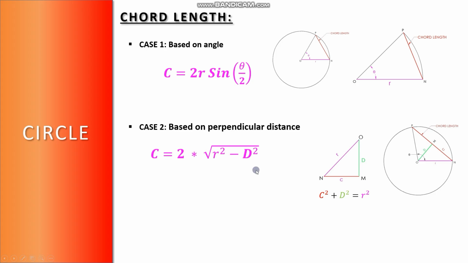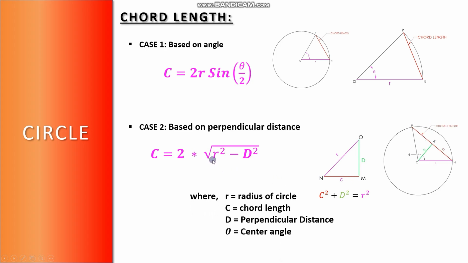So this 2 means we are finding only half of the chord length from N to M, but we need from point N to point P. So we need to multiply by this square root of r square minus d square, then you will get the total chord length, where r is the radius of the circle, c is the chord length, capital D is the perpendicular distance from the circle center to the chord, and theta is the center angle.